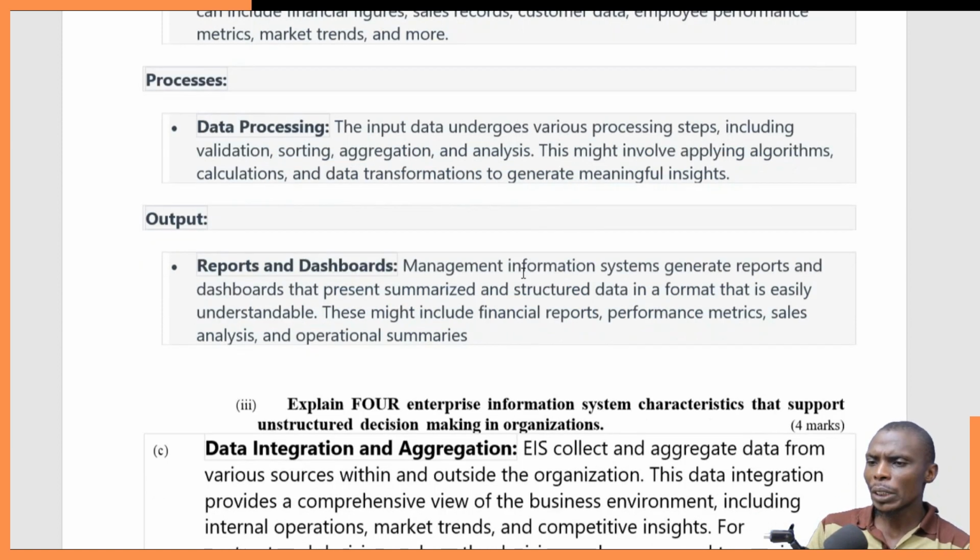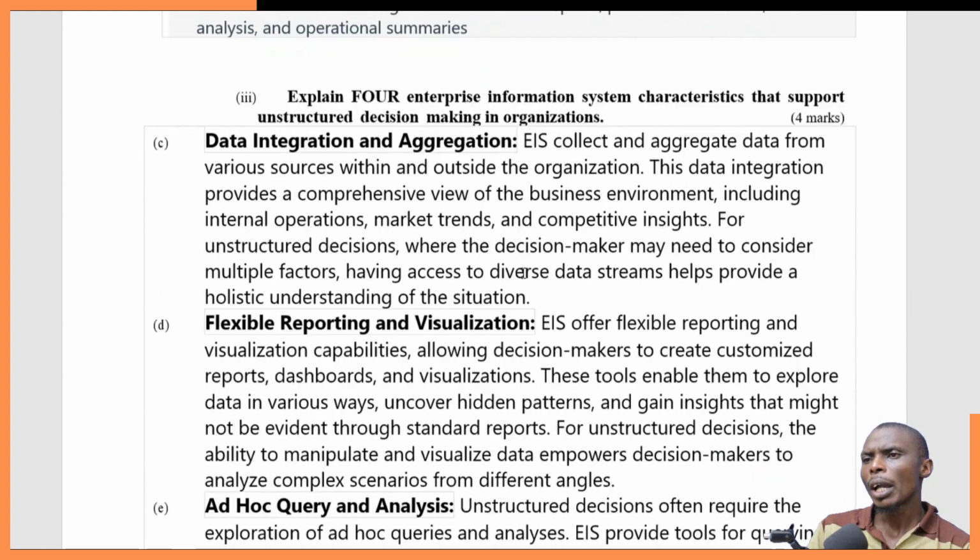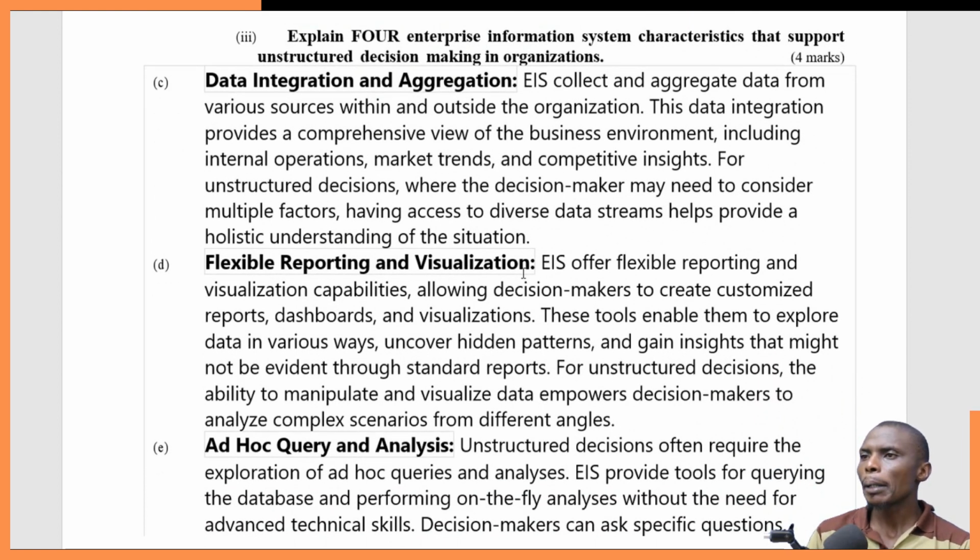The third bit was asking, explain 4 enterprise information system characteristics that support unstructured decision making in an organization.